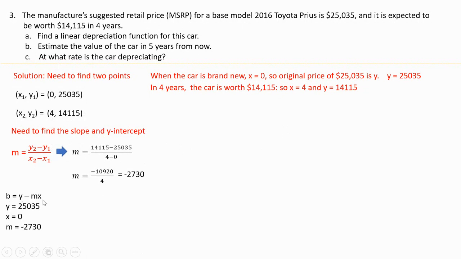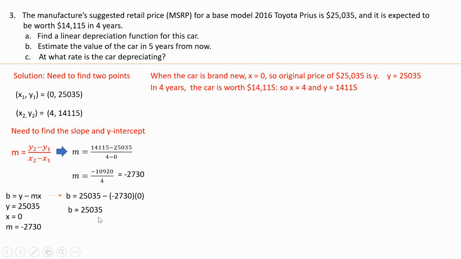Now the b is equal to y minus mx. So here, guys, we can use either point, but let's use the one that's easier, right? Because the first point has a 0, it'll be easier to do the math. So my y is 25,035, my x is 0, and my slope is what we just found out, which was negative 2,730. We plug it into the formula, right?